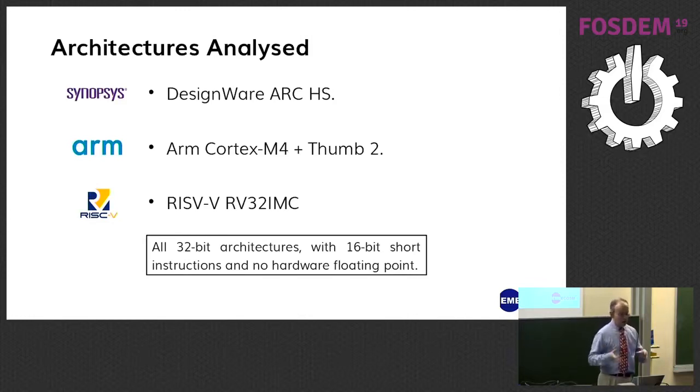The Designware ARC HS is a bit out of place there. We really ought to have looked at their EM architecture, which is their embedded architecture. The reason it's HS is because the customer we're doing this for is using HS at the moment and wanted a comparison with that. So they're all similar architectures, and what we're trying to do is to find out what each compiler does well and what it does badly.